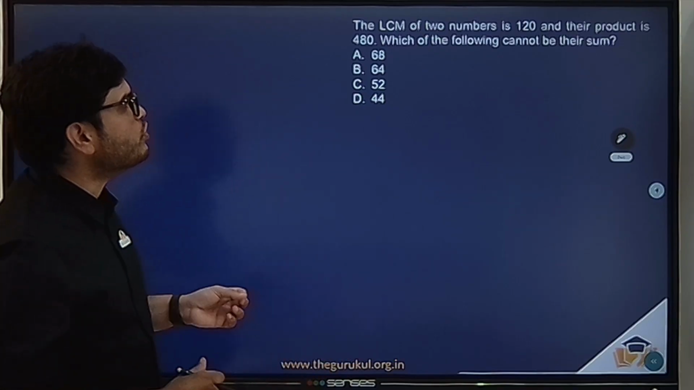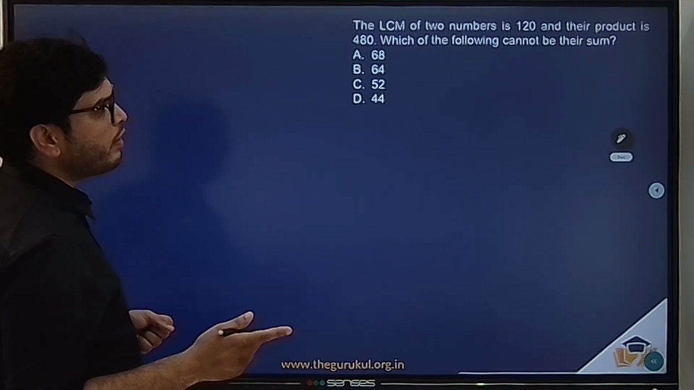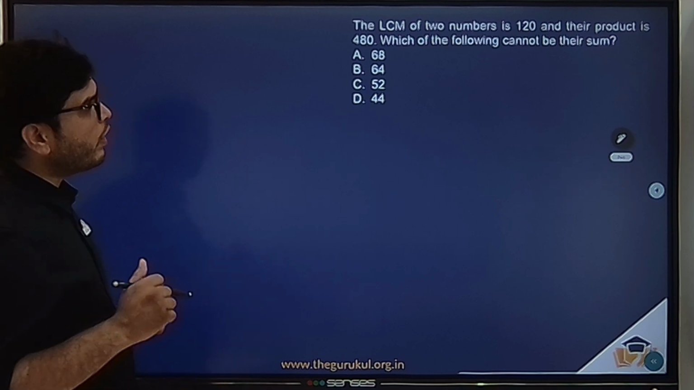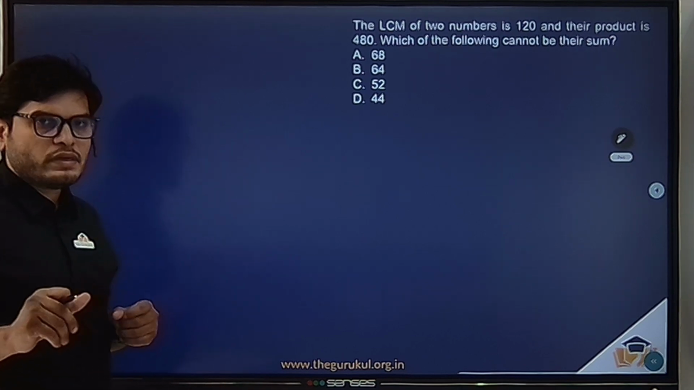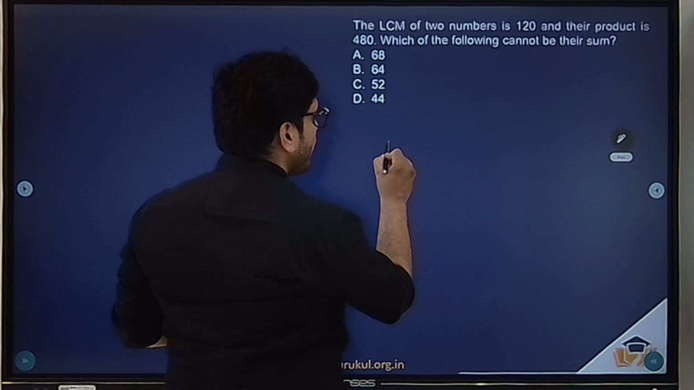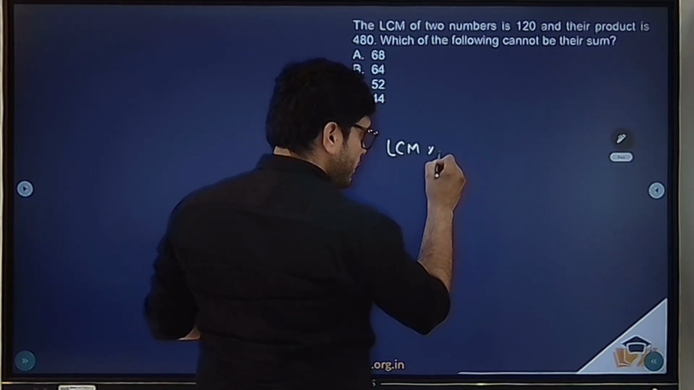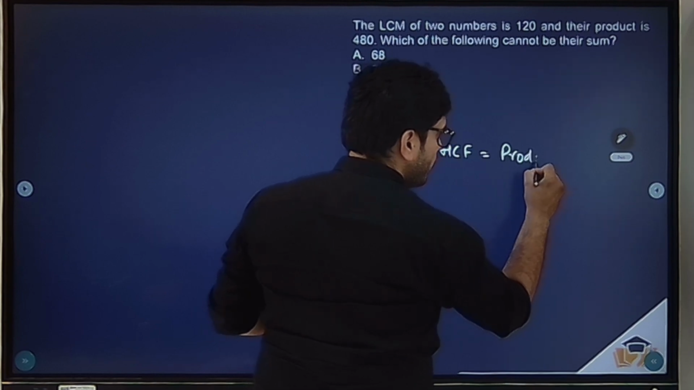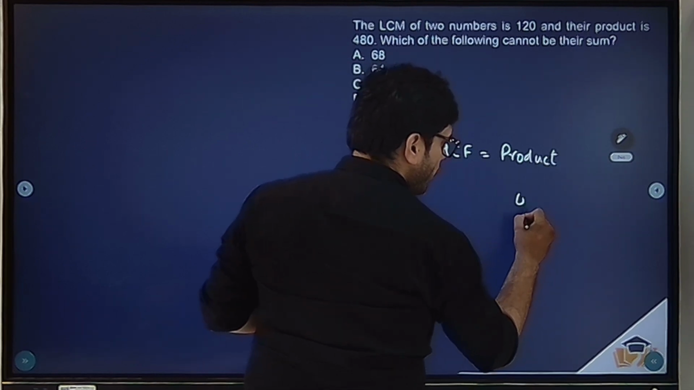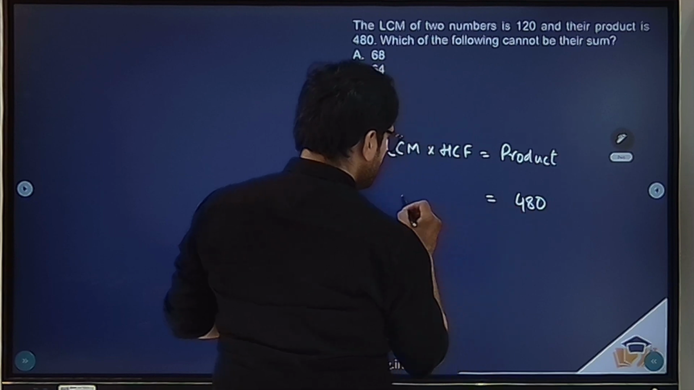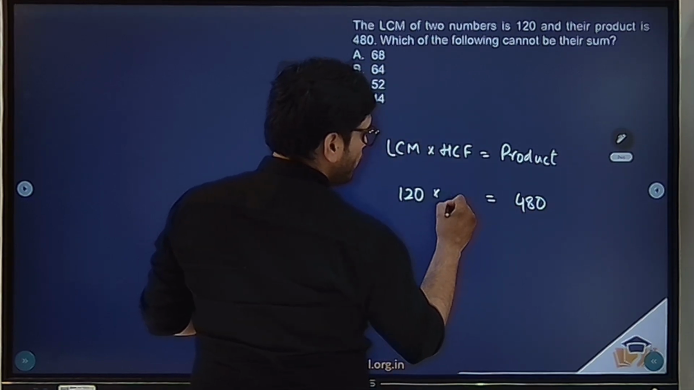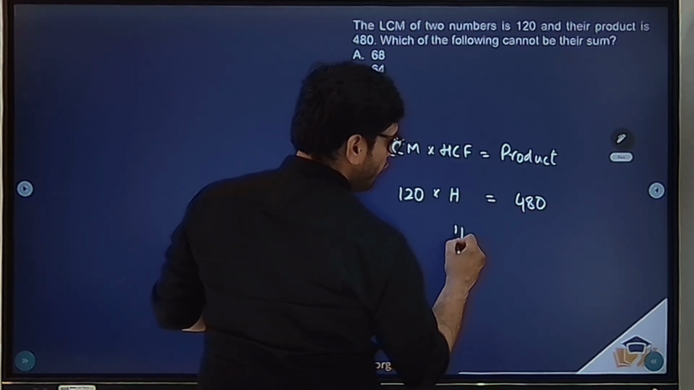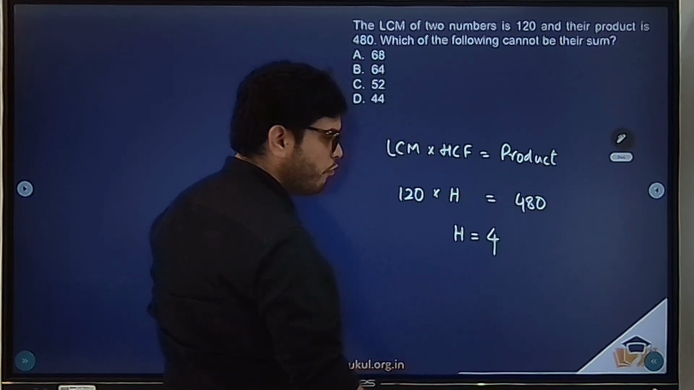Now coming to the fourth question. The LCM of two numbers is 120 and the product is 480. Which of the following cannot be their sum? Now we know that LCM into HCF is nothing but the product of both the numbers. Now we are given the product being 480, LCM is 120. So HCF should be equal to 480 by 120, which is 4.